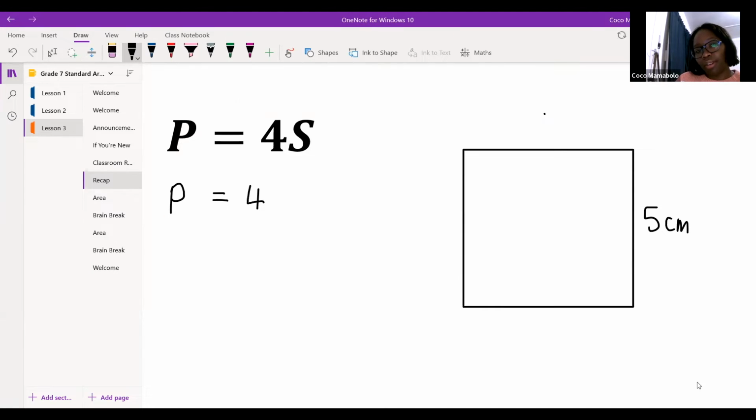4 times 5 centimeters. Good. What's my next line? Therefore, P equals 20 centimeters. Good. Don't forget the centimeters.